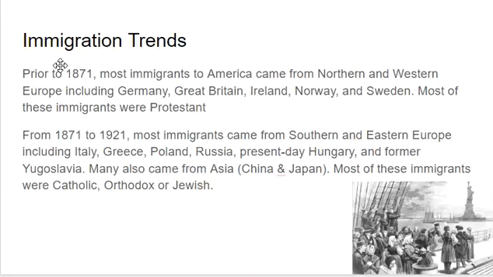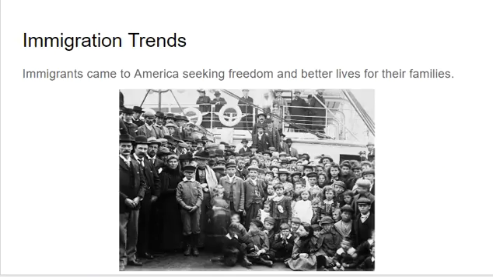So as you can tell, before 1871, they were from the north, which is up, or the western part of Europe. However, after 1871, they were from southern or Eastern Europe. And just like what we keep learning about in this class, probably just like what it's like today as well, immigrants came to America seeking freedom and better lives for their families. Some places in Europe were strict. You could only be one religion. They had kings. People didn't vote, and lives weren't very good, so they wanted to move here.